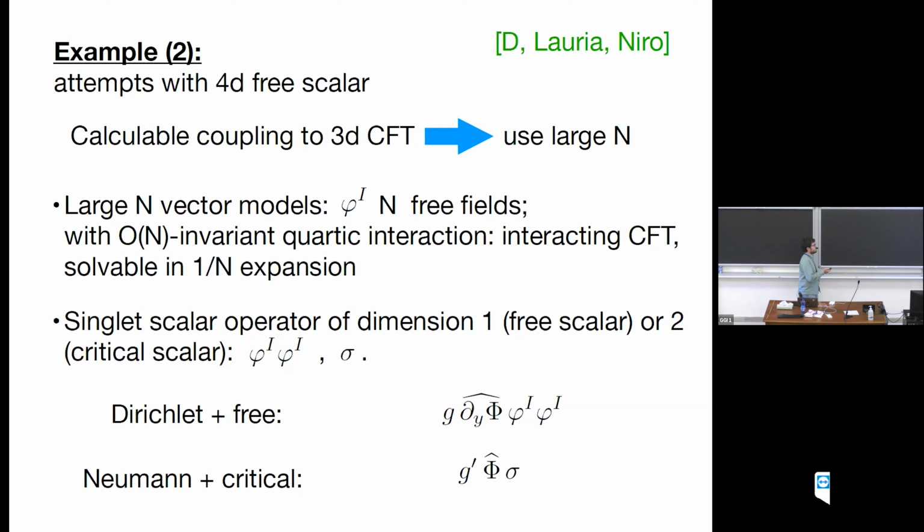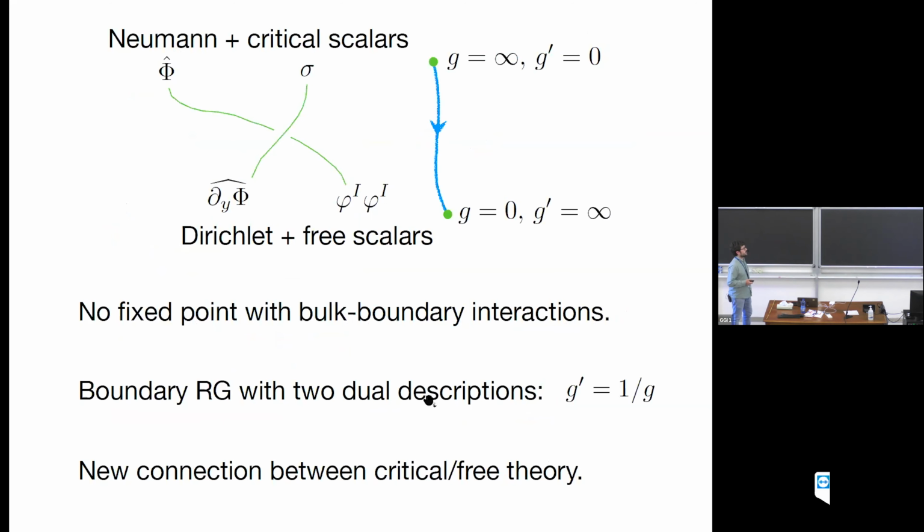But what we discovered was a bit different. What you actually find is that turning on these two interactions leads to one and the same RG flow, just from two different points. This RG flow can be solved exactly at large N, and you find that the interaction between the Neumann and the critical scalar is marginally relevant. The interaction between Dirichlet and the free scalar is marginally irrelevant. And the two fixed points are both decoupled between the bulk and the boundary.